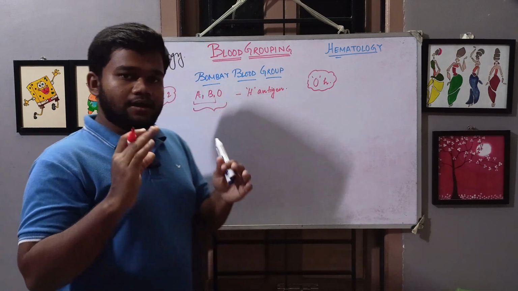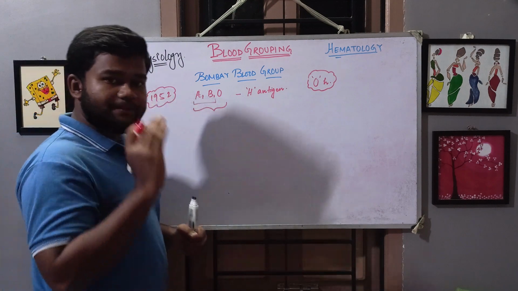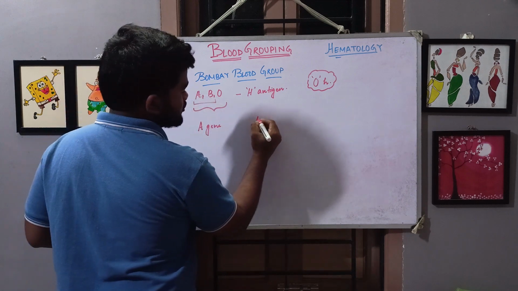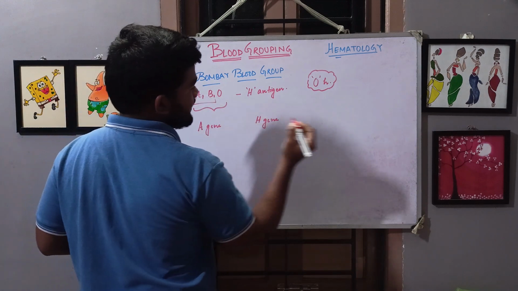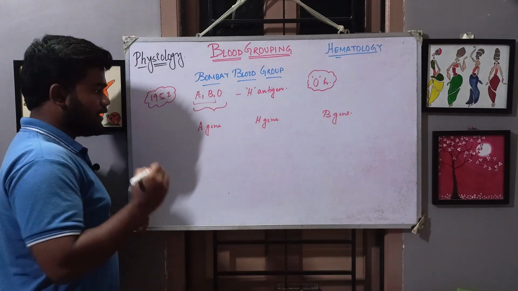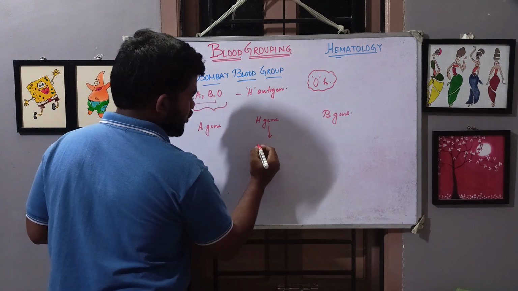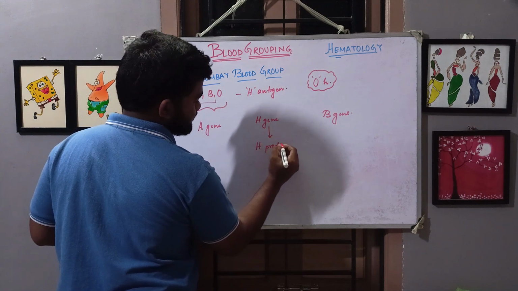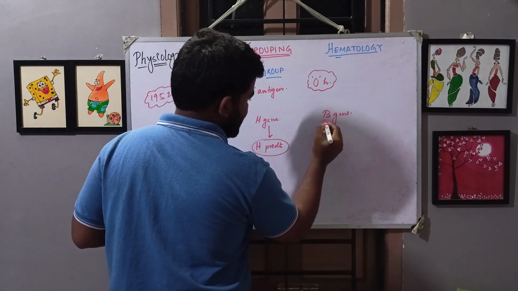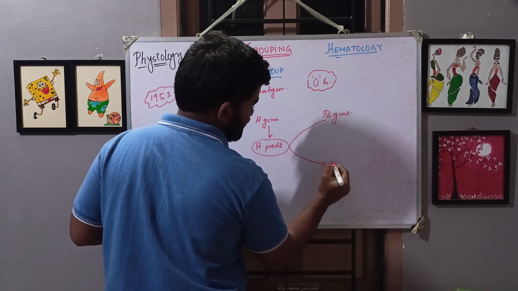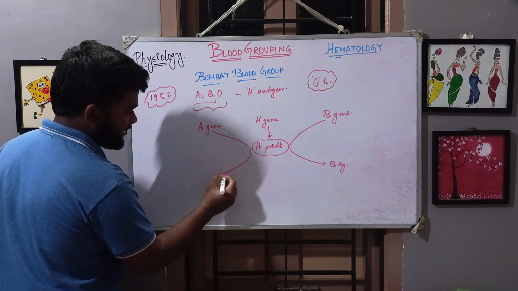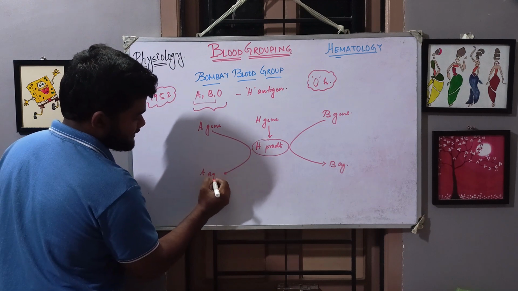Now let us understand. For example, the person has got an A gene, he or she has got an H gene, and he or she also has got a B gene. Now, this H gene forms the H product. The B gene, with the help of this H product, forms the B antigen. And A gene, with the help of this H product, forms the A antigen.